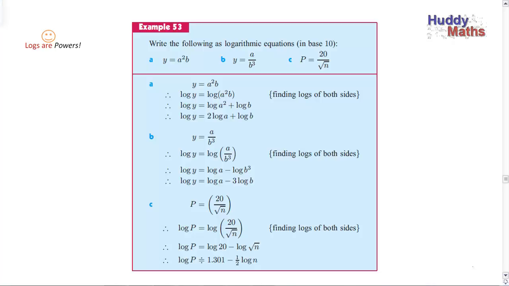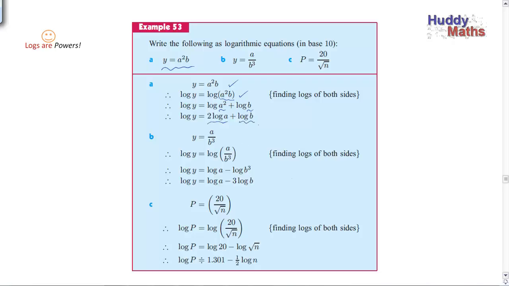Write the following logarithmic equations in base 10. So can we write these as equations? Okay, y equals a squared b. Well, we'll take the log of both sides. So log of y equals the log of a squared b. Log of y equals, therefore, log a squared plus log b. Multiplying two numbers, you add their powers. And that becomes 2 log a plus log b.